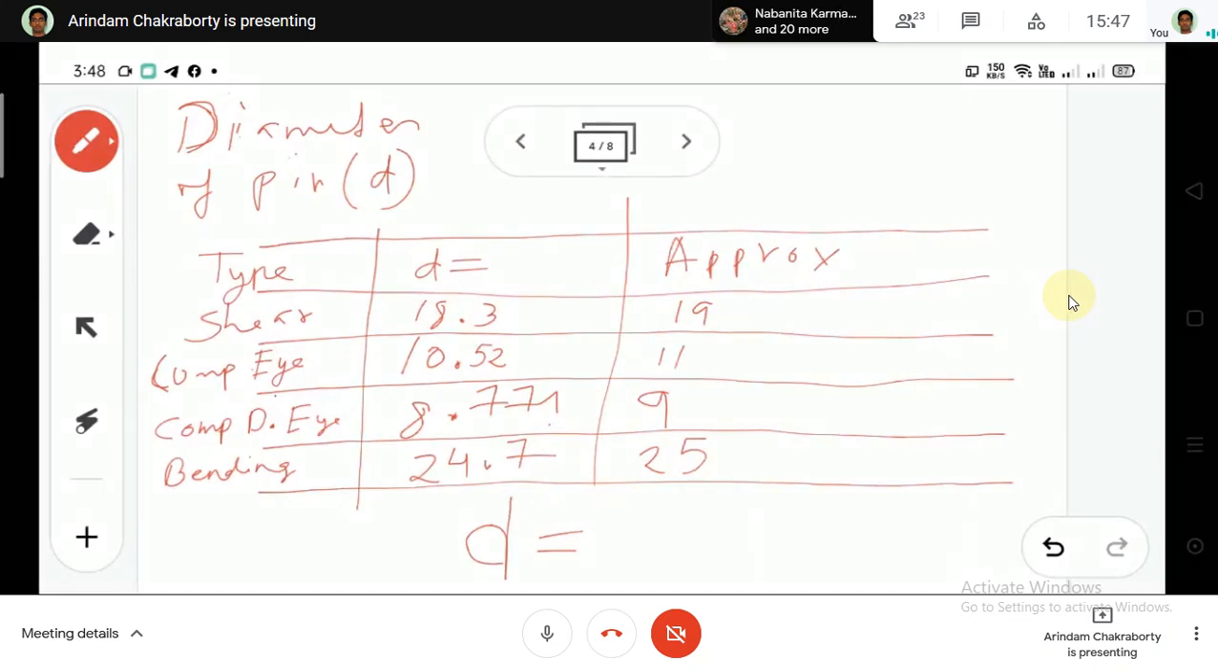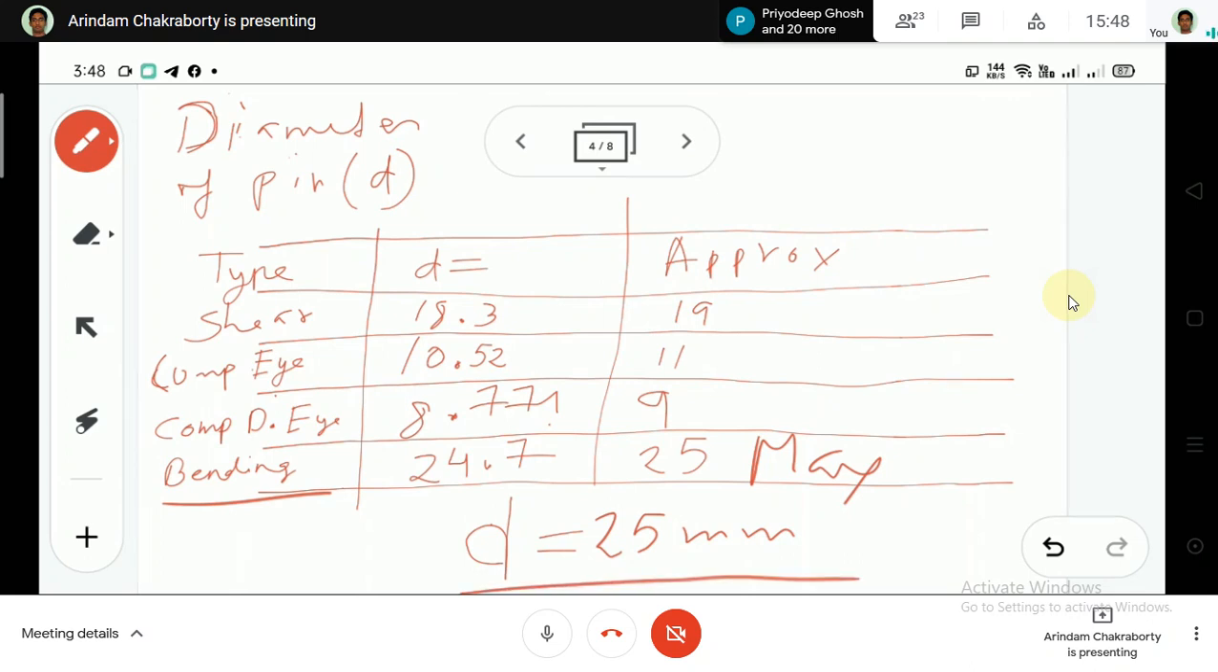Let me tell you, I'm not getting any feedback from you people. So let me tell you the maximum one. This is the bending one. So what you will be doing is writing 25 millimeter as the value of D.